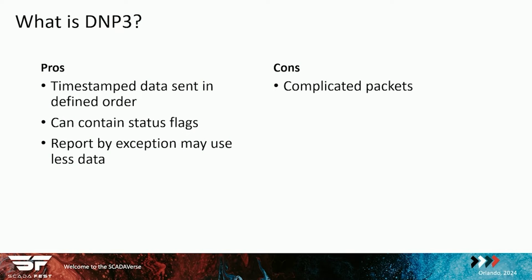Like I said, one of the downsides is the packets are much more complicated. Because it's report by exception, it's only going to send the data that has changed to us. Every packet is going to look slightly different. To process it, we basically have to go byte by byte, read a couple of bytes, and go, "Okay, this is the type of data they're sending us this time. This is how I have to process it."